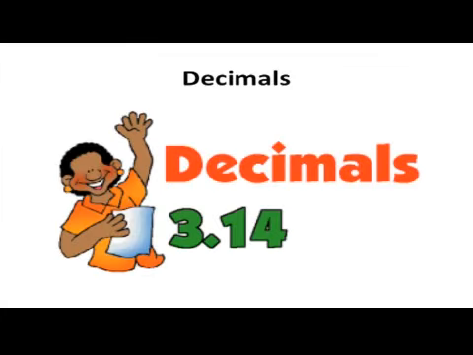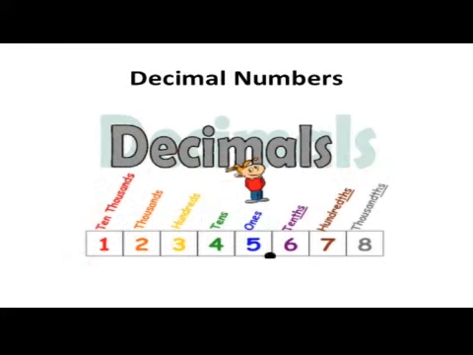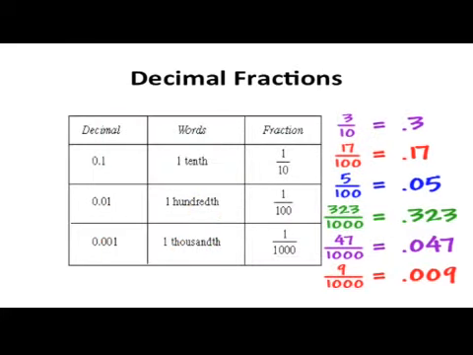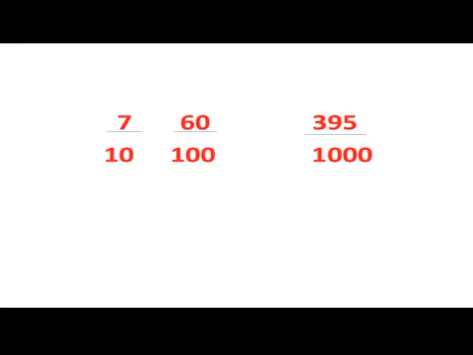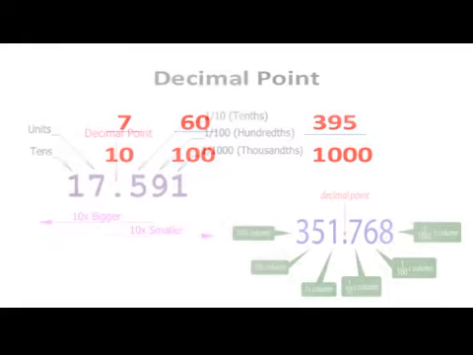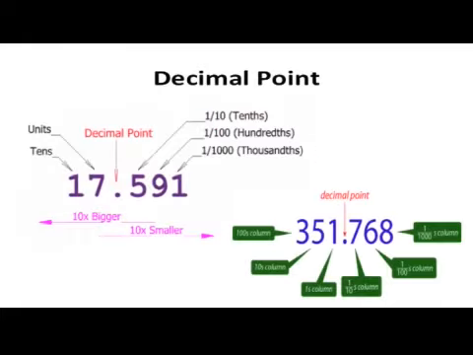Now coming to decimals. Dear students, we are going to learn about decimals. The numbers written in decimal form are called decimal numbers or simply decimals. The fractions in which the denominators are 10, 100, 1000, etc. are known as decimal fractions. For example, 7 by 10, 60 by 100, 395 by 1000, etc. are called decimal fractions.